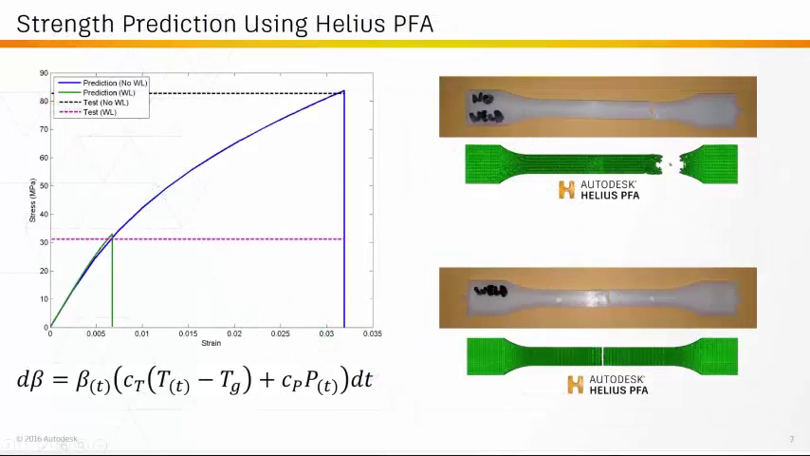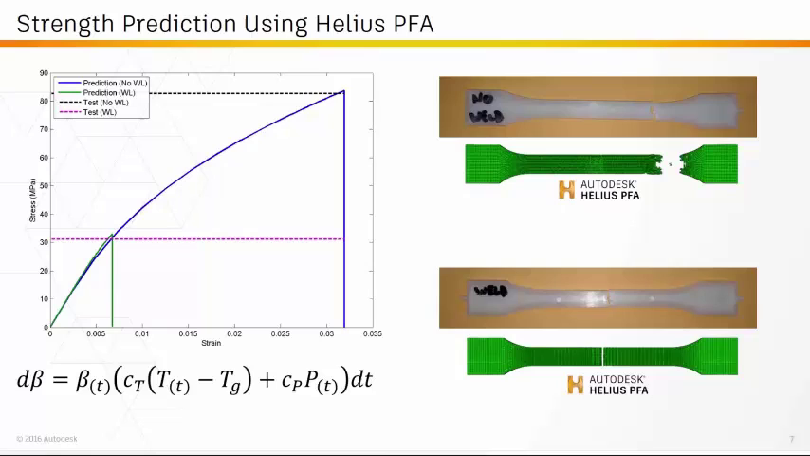The strength reduction model employed by Autodesk Helius PFA is dependent on the temperature history, the pressure history, and the flow front meeting angle of each weld line material. On the screen is a comparison of experimental values of a tensile bar without a weld line and a tensile bar with a weld line to those simulated using Autodesk Helius PFA.